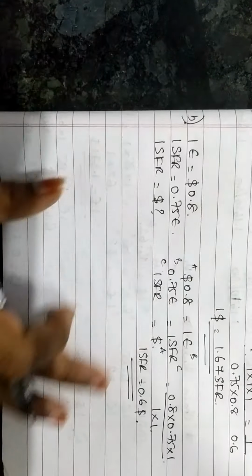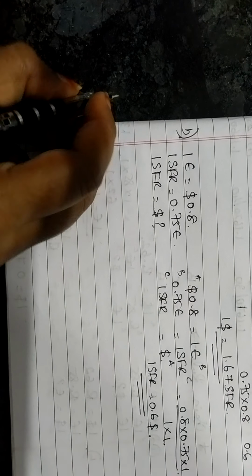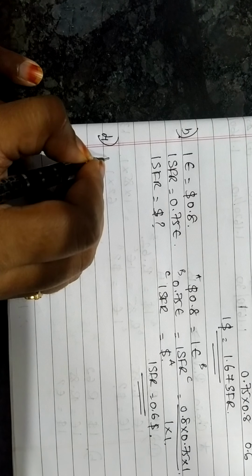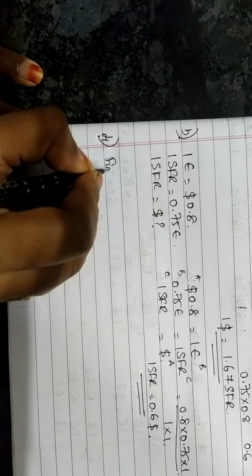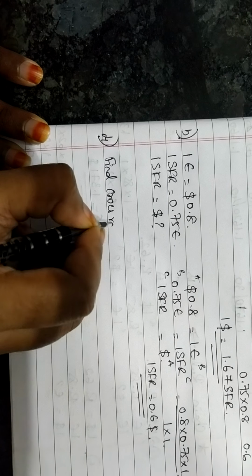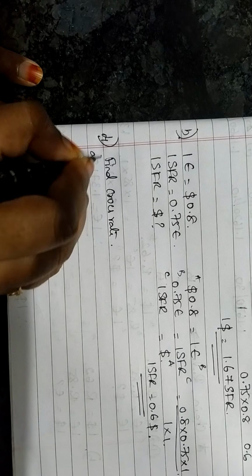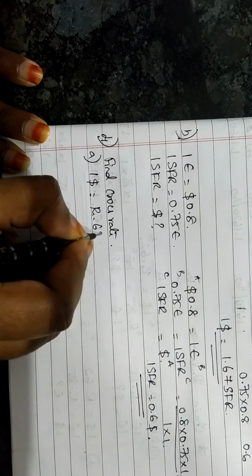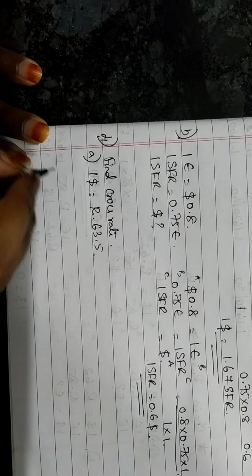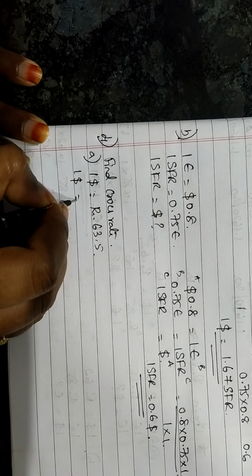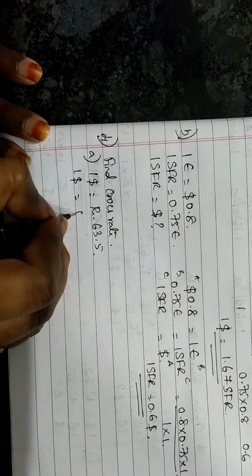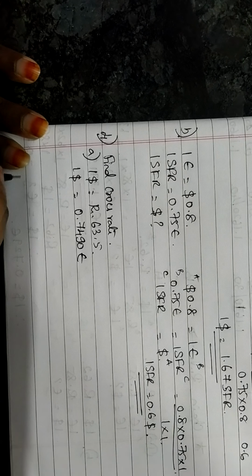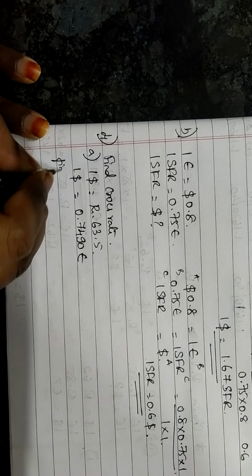So having said this, I will give you a problem and you have to do that problem. Fourth problem, I am just going to write it as find cross rate, okay? The equation is $1 is equal to rupees 63.5. $1 is equal to 0.7490 euros.